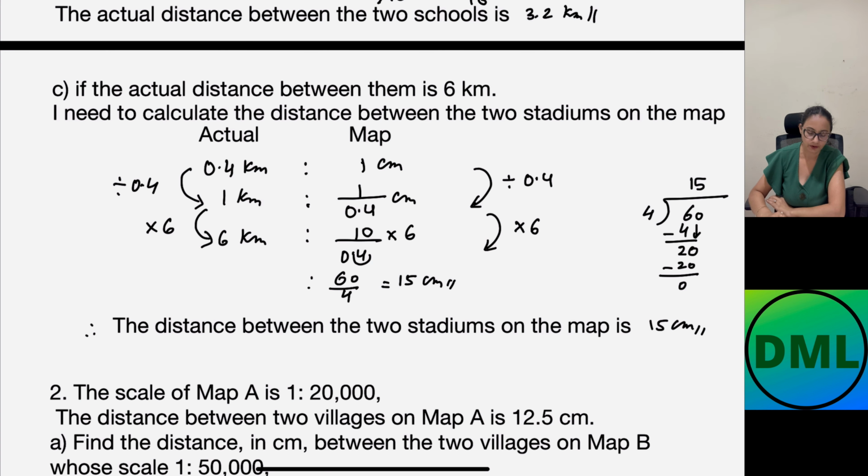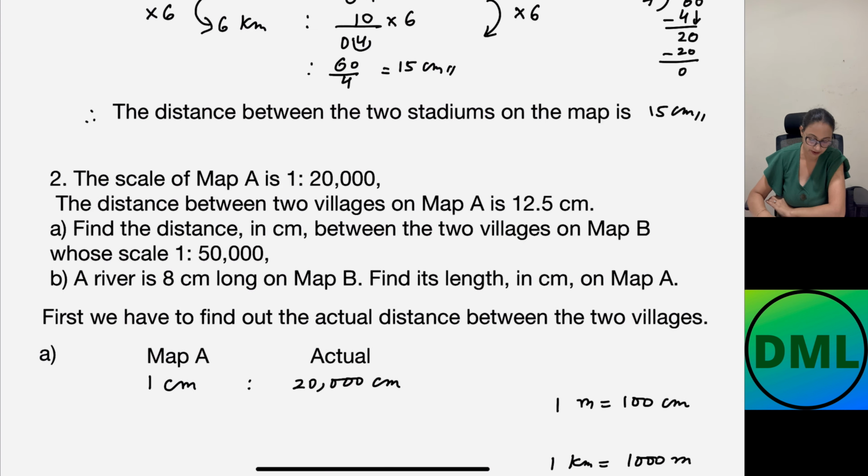Let's see the second question here. The scale of map A is 1:20,000. The distance between two villages on map A is 12.5 centimeter. Find the distance in centimeter between the two villages on map B whose scale is 1:50,000. A river is 8 centimeter long on map B. Find its length in centimeter on map A.